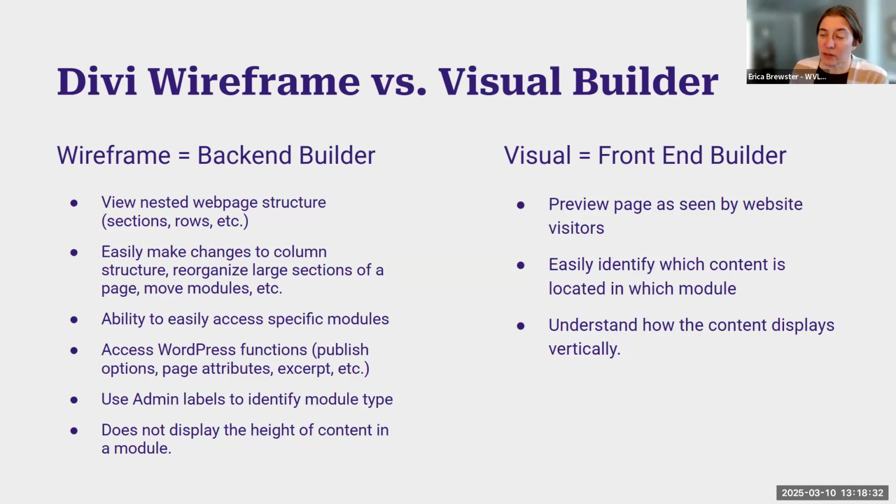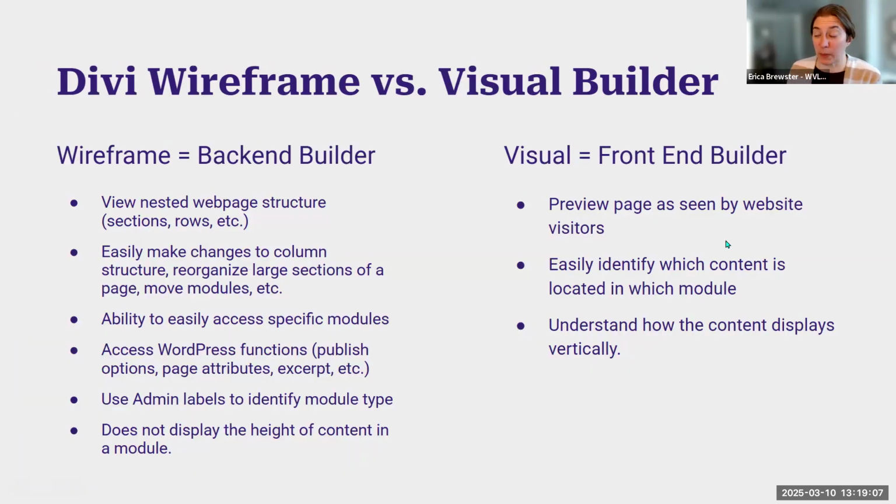The other thing that you have on the back-end builder that you don't have access to as easily on the front-end visual builder is that you can get to the publish options and the page attributes, which are the WordPress functions of the website. And I'll show you that in a second. And you can easily use the admin labels for identifying module types. But note, it does not display the height of the content of a module. The visual or front-end builder, again, would look more like this, but we're going to look at a front-end builder in a second.